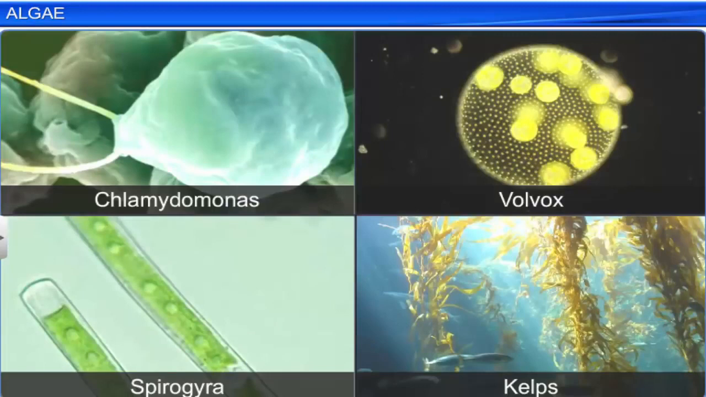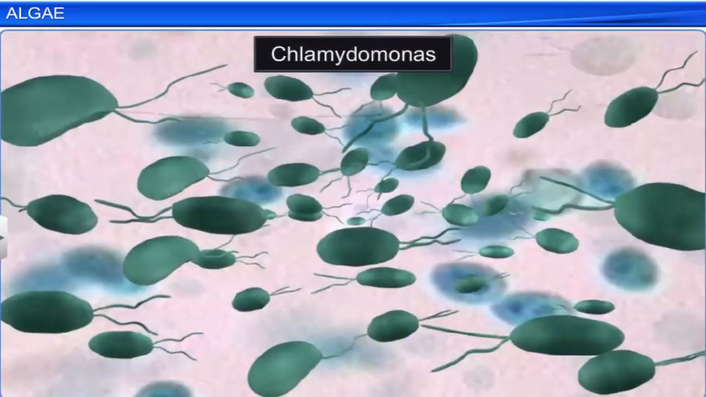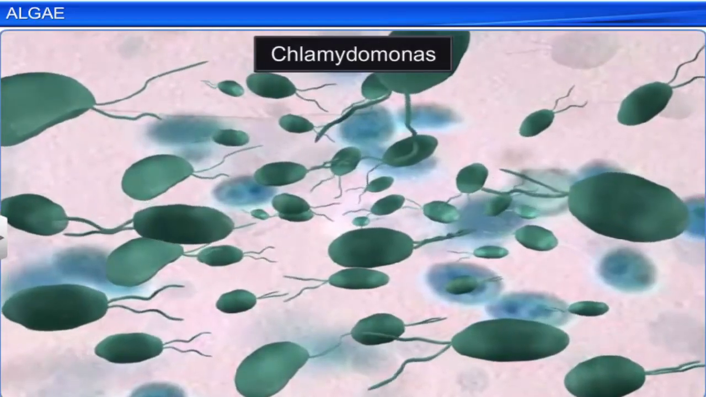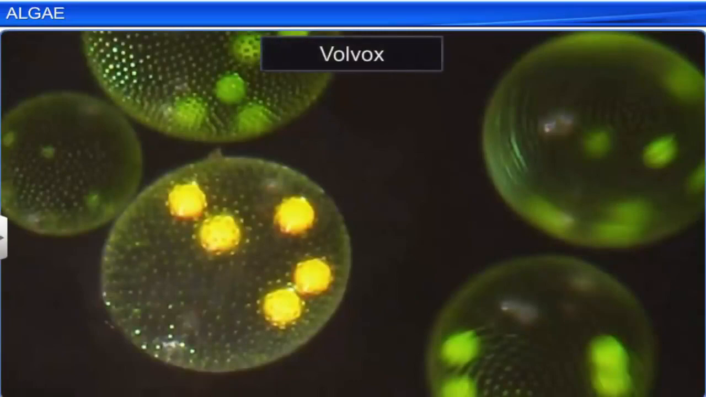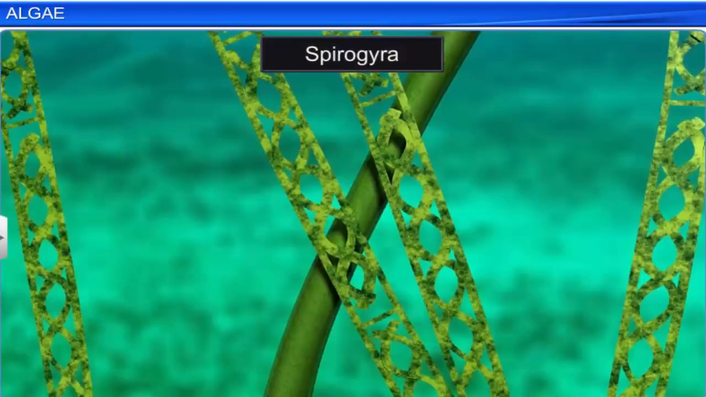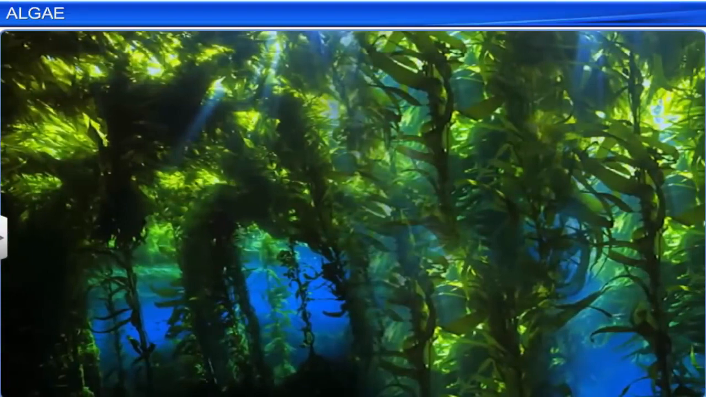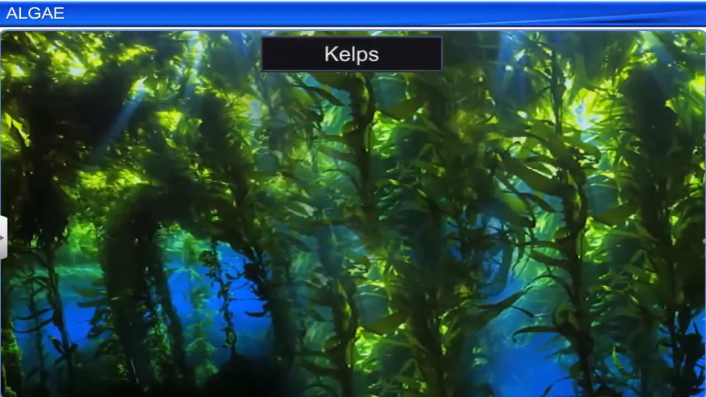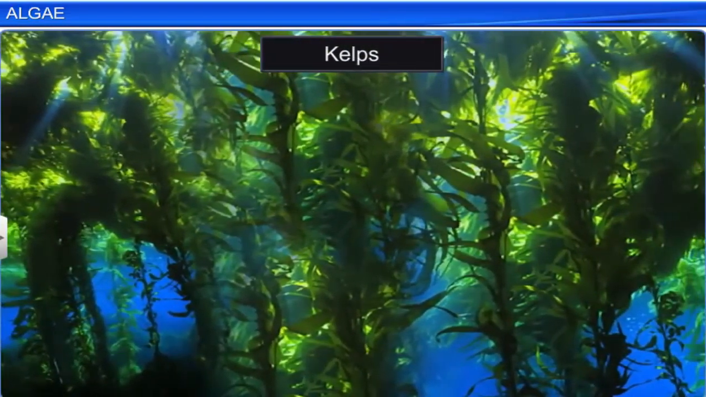Algae come in different forms and sizes. For instance, Chlamydomonas is unicellular, whereas Volvox is of colonial form, and Spirogyra is filamentous. On the other hand, kelps form massive plant bodies.